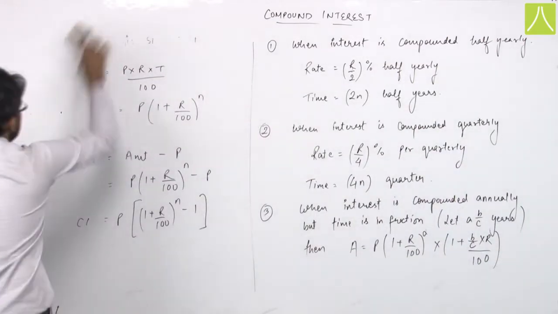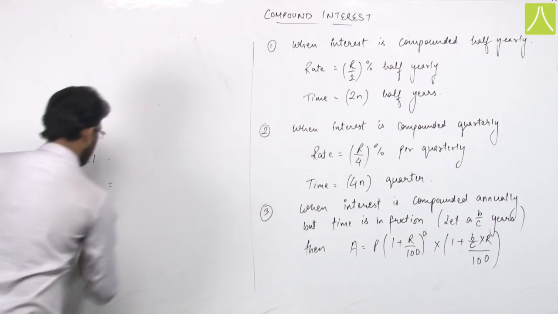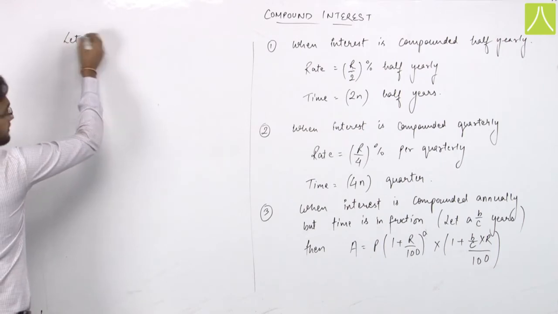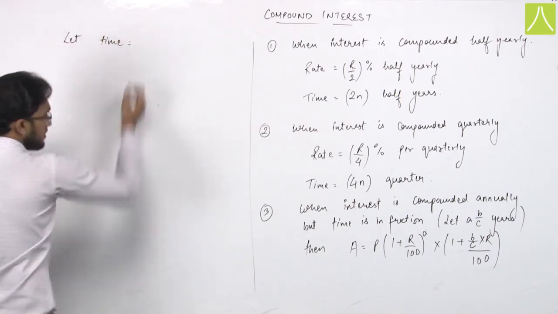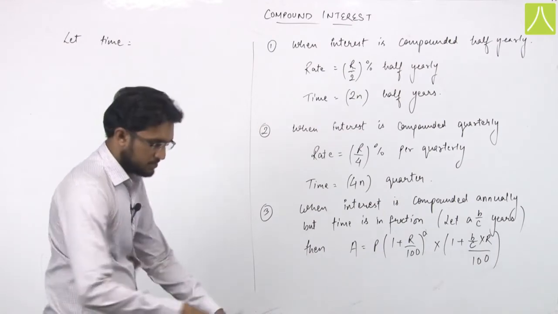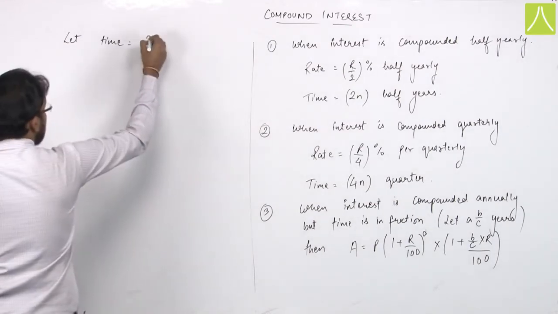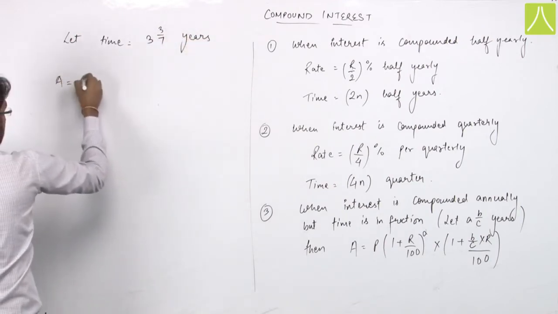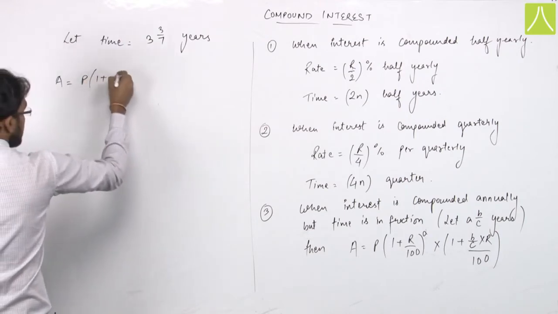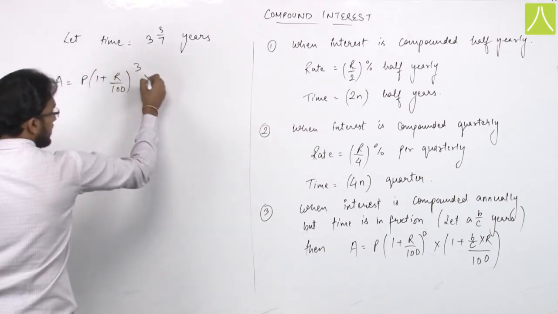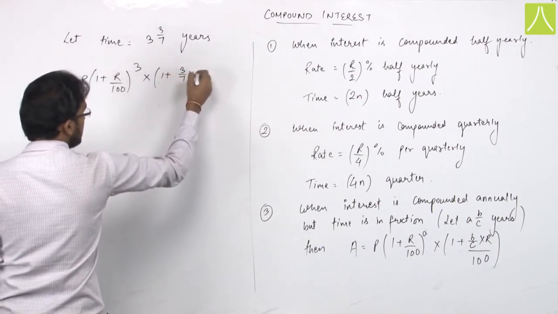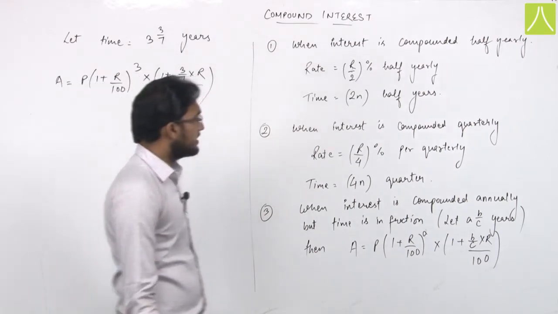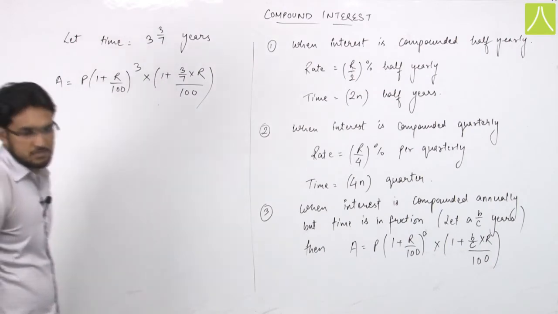Let me make this clear with an example. Let us say the given time is 3 by 7 years. If I have to calculate the amount, then the amount is equal to principal into (1 plus r upon 100) cubed into (1 plus 3 upon 7 into the rate of interest divided by 100). This is going to be the formula when the interest is compounded annually and the time is given in a fraction.